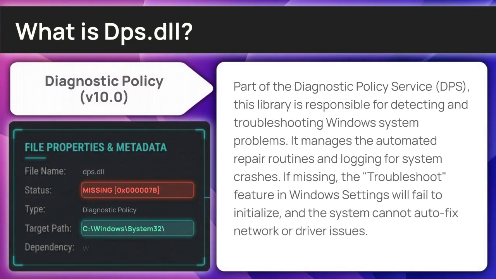This is the Diagnostic Policy Service Library. Part of the Diagnostic Policy Service, DPS, this library is responsible for detecting and troubleshooting Windows system problems. It manages the automated repair routines and logging for system crashes. If missing, the Troubleshoot feature in Windows settings will fail to initialize, and the system cannot auto-fix network or driver issues.